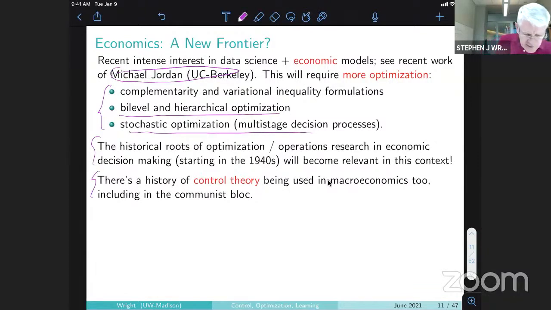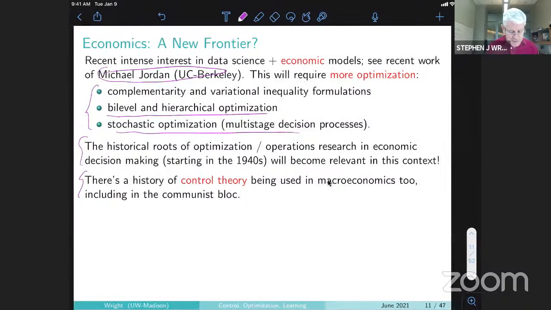I remember even when I was in high school reading tracts by Polish economists. This was during the Eastern Bloc era, where they talked about using control in an economic planning context. So I think control is relevant here as well.